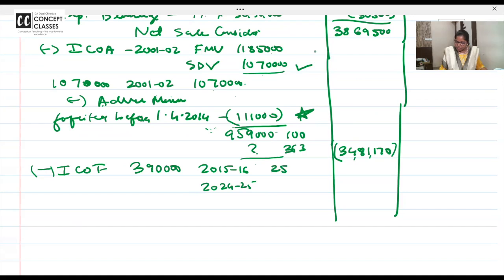15 and 16 is 254, what was available in 254 has become 363. So 390 kitna? 390 into 363 divide by 254. 5 lakh, 57,363. Today the pen is giving trouble. 557,363.